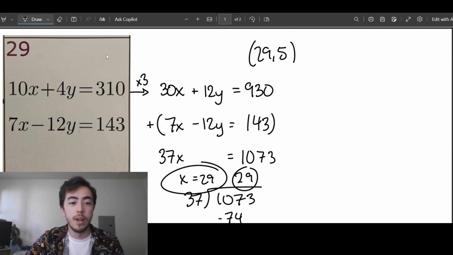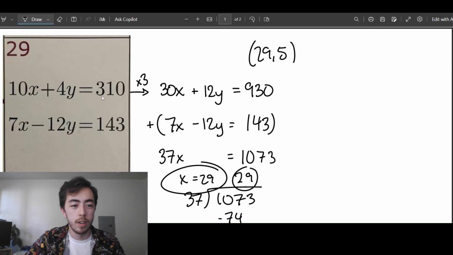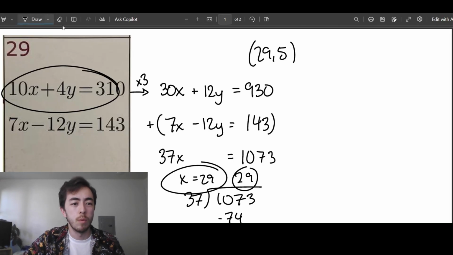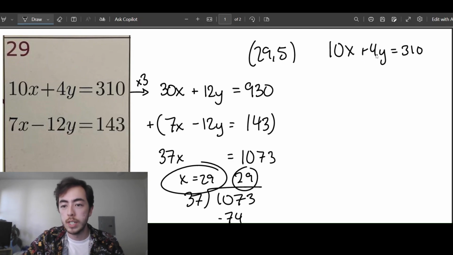Substitution works by just isolating one of your two variables and then sticking it in the other equation. For me, it's maybe easiest to pick a variable to isolate. Since I'm solving for x today, I probably want to isolate y and then substitute out a y. Although the division here seems like it's going to be kind of hard, so maybe I'll isolate y in this equation. So I'll just start out with 10x plus 4y equals 310.